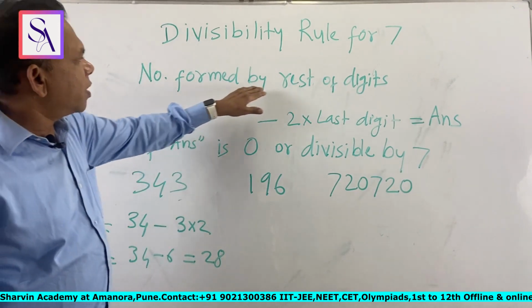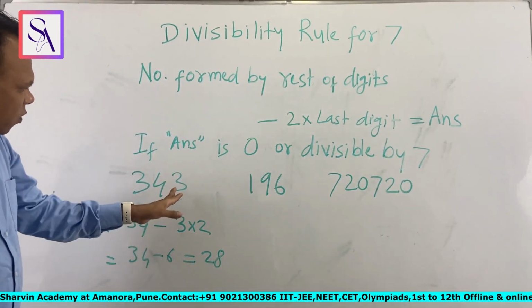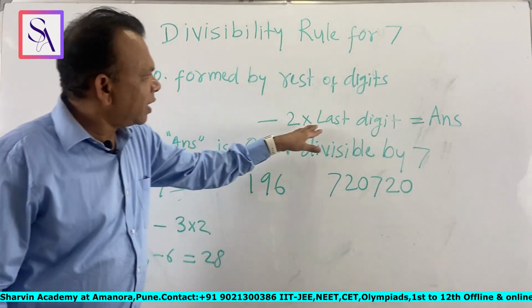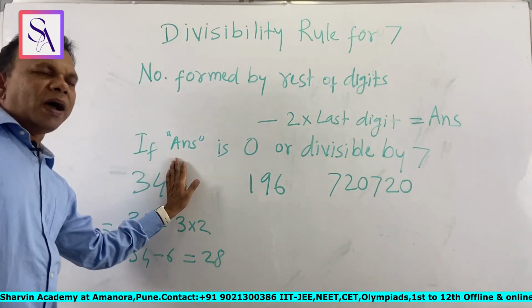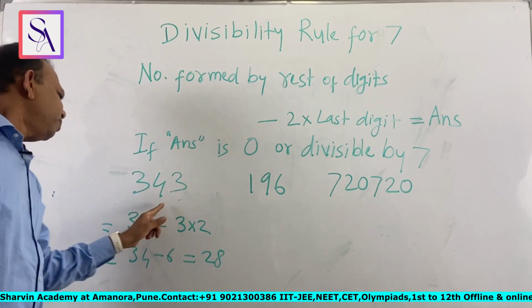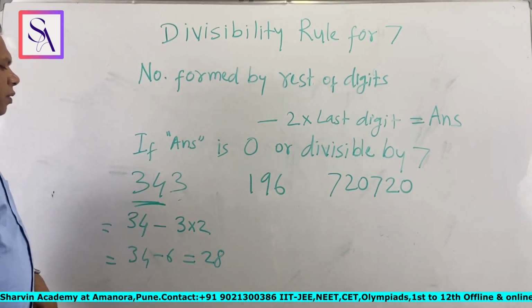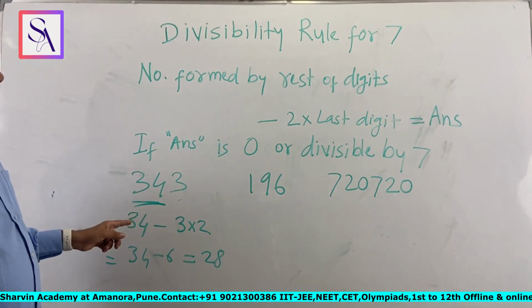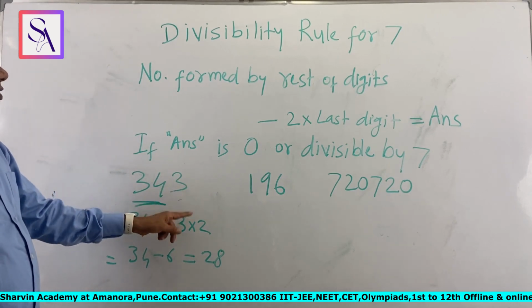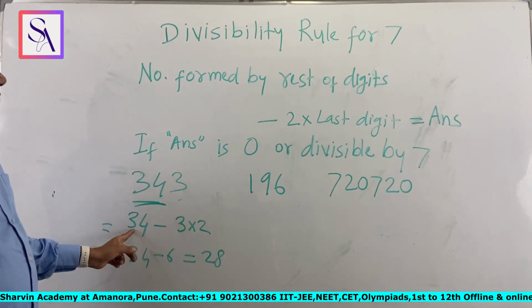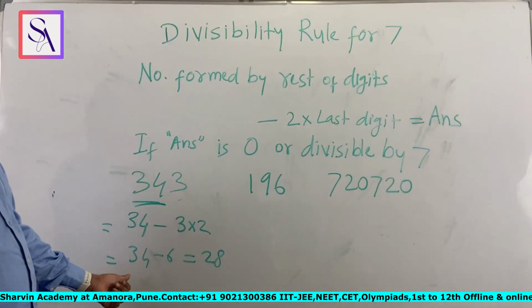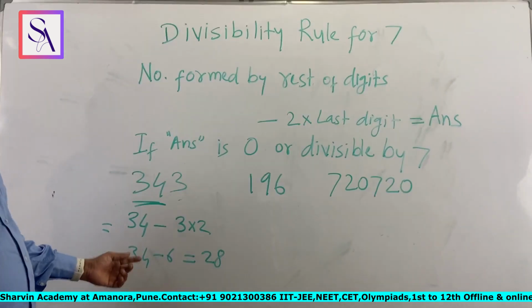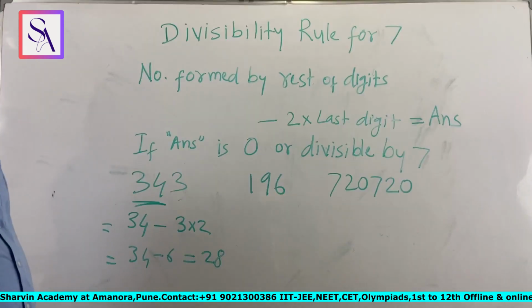So number formed by the rest of the digits means you have to leave the last digit, and the number formed by the rest of the digits is 34, and you have to subtract twice of this last digit from 34. So it would be 28, and 28 is divisible by 7, hence this 343 is divisible by 7.